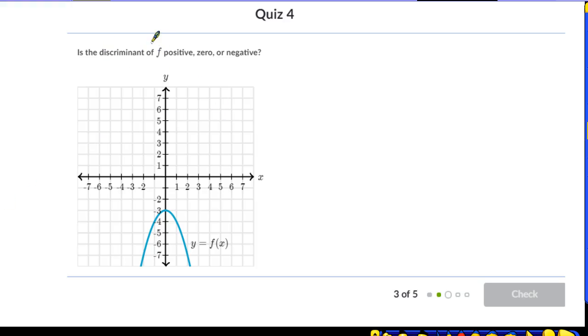All right, is the discriminant, again, quiz 4, Khan Academy, about quadratics. Is the discriminant of f, this graph right here is f, this is the f of x, or a function, is the discriminant of f positive, 0, or negative? Okay, discriminant. This is all about the quadratic formula.